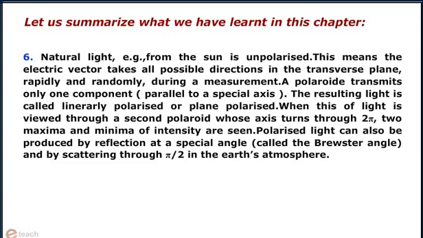When this kind of light is viewed through a second polaroid whose axis turns through 2π, two maxima and minima of intensity are seen. Polarized light can also be produced by reflection at a special angle called the Brewster angle, and by scattering through π/2 in the Earth's atmosphere.